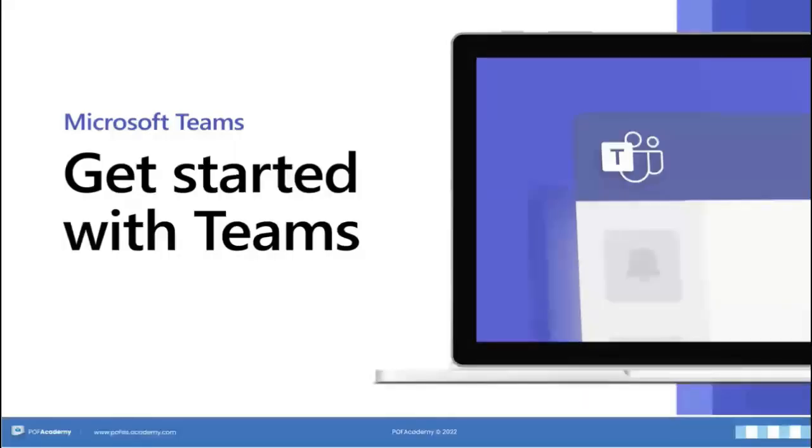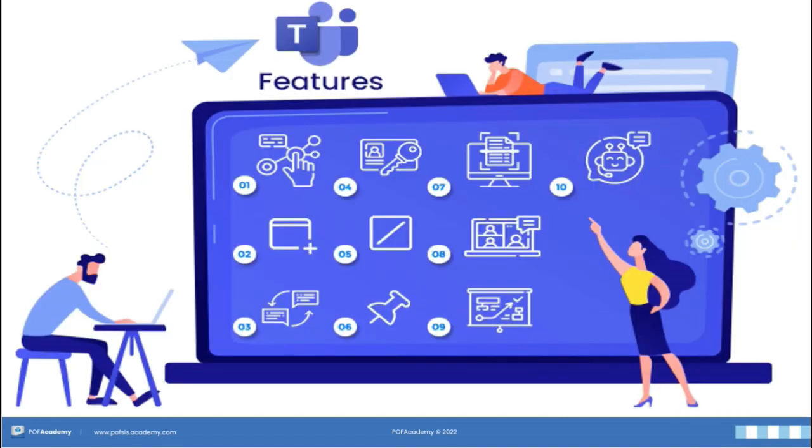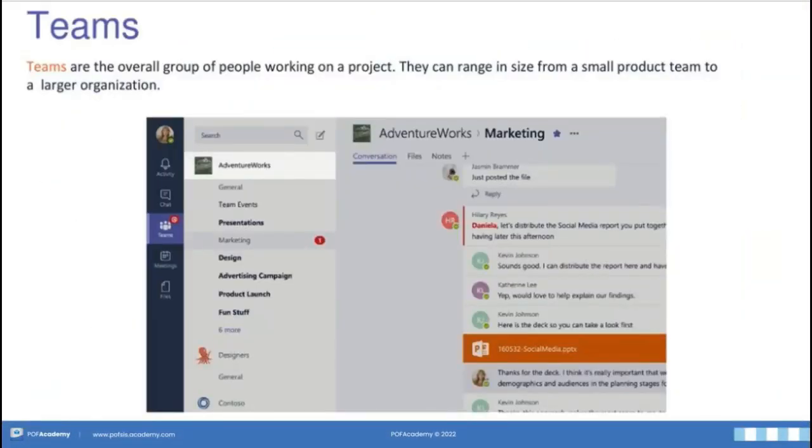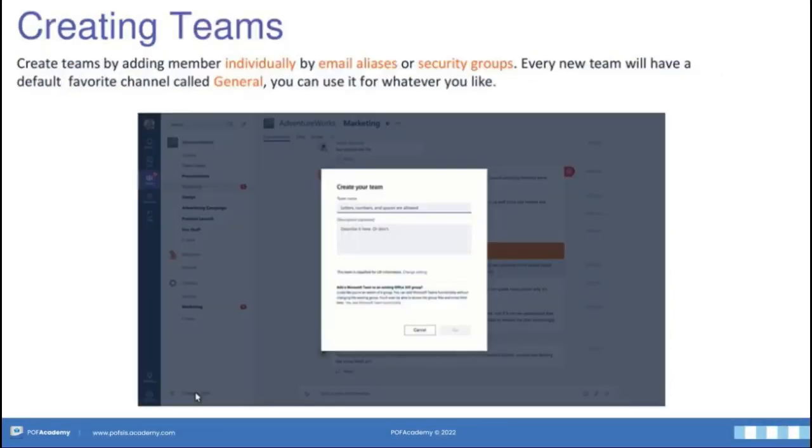For the second communication tool that we are going to use, it is Microsoft Teams. Here are some features of this application. The first feature of Microsoft Teams is the Teams tab, where a group of people is working on a project that can range from a small product team to a large organization.